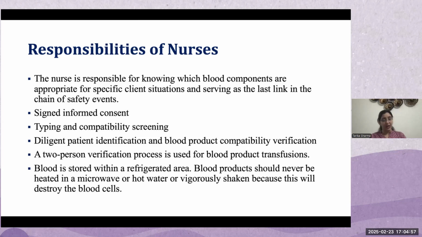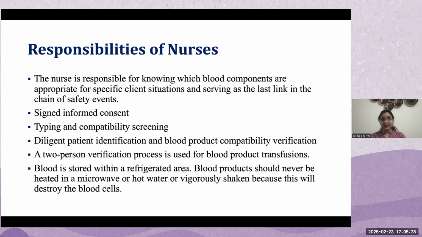Then we have to make sure that signed informed consent has been taken from the patient. Usually the signed informed consent is taken by the physician, but you also have to see that it is actually taken, and that it is in the patient's file. Then we have to see the typing and compatibility screening. It is very important, because these transfusion related reactions can be prevented if we have good compatibility screening and cross matching. So it is important to ensure that.